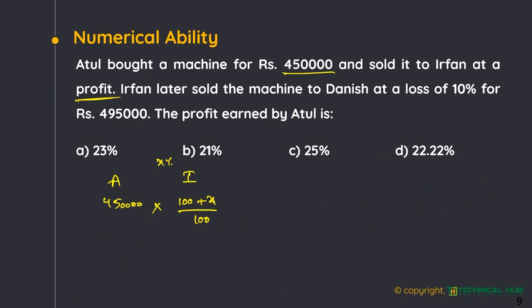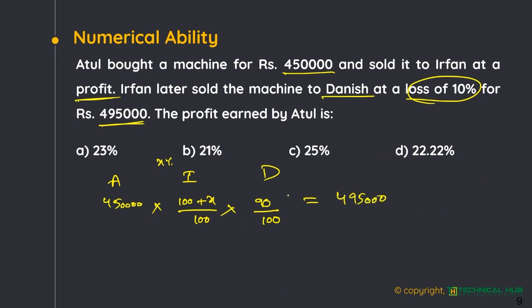And next, Irfan sold the machine to Danish at a loss of 10%. Loss 10% means 100 minus 10, which is 90%, will be left over. Now this 90% of value is equal to 4,95,000. Now you can calculate the answer.